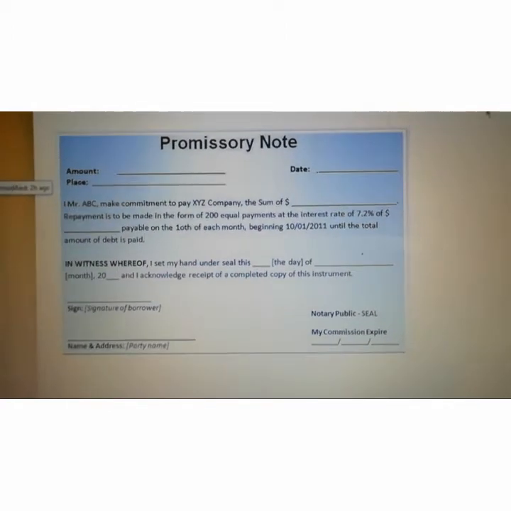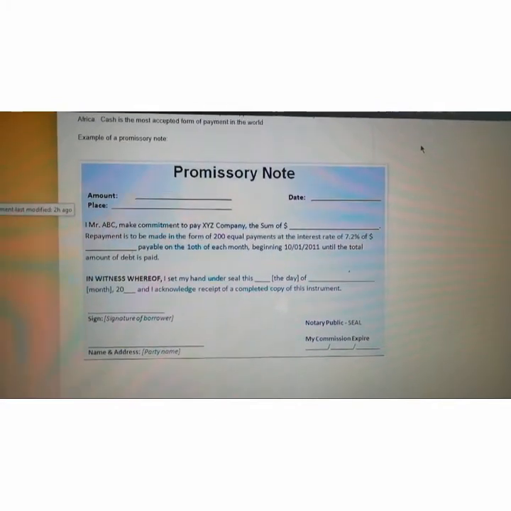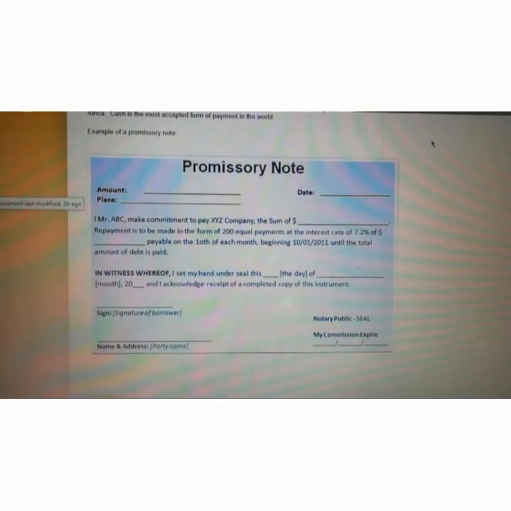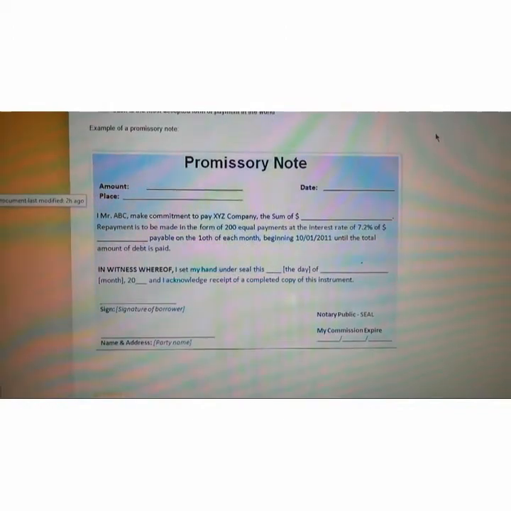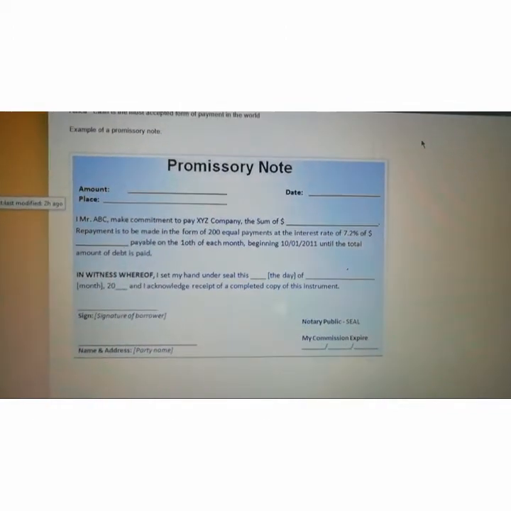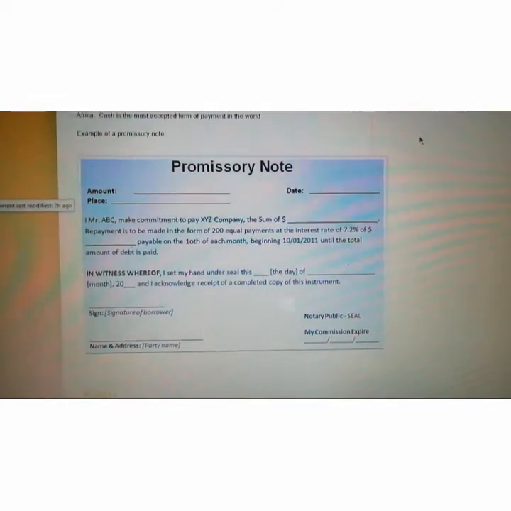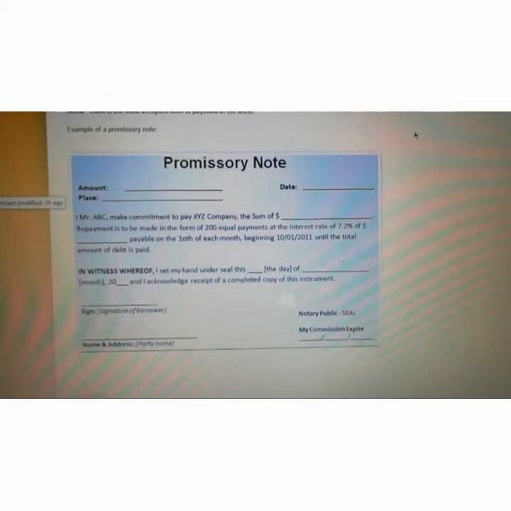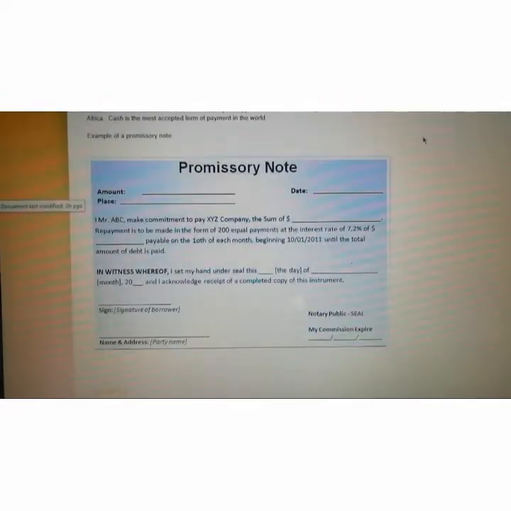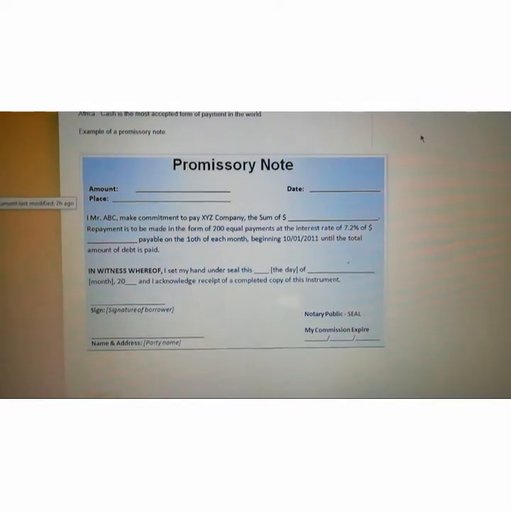Repayment is to be made in the form of 200 equal parts at an interest rate of 7.2% of the original amount, which is going to go here, payable on the 10th of each month, beginning on the 10th of the first month, 2011, until the total amount of debt is paid.